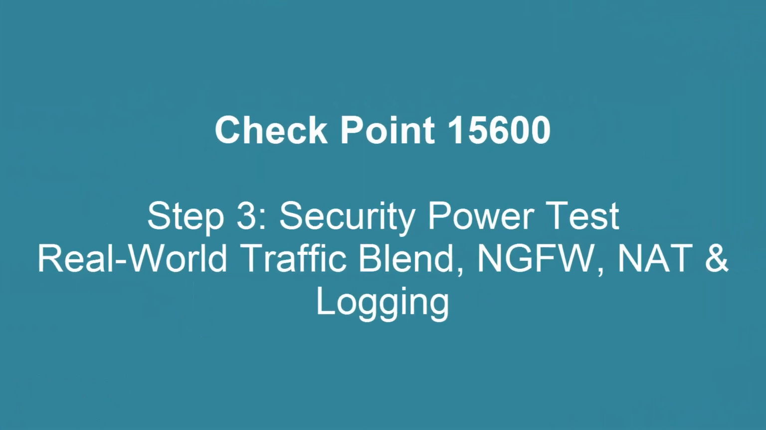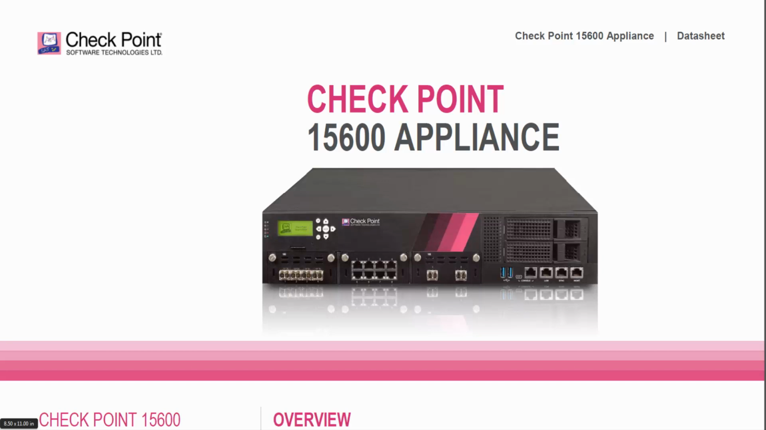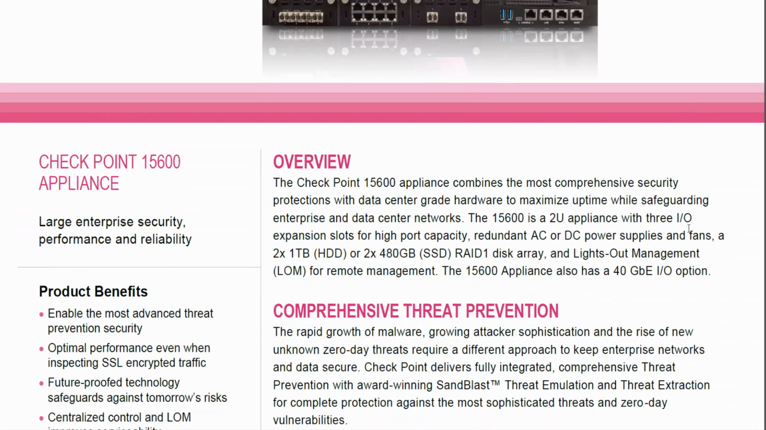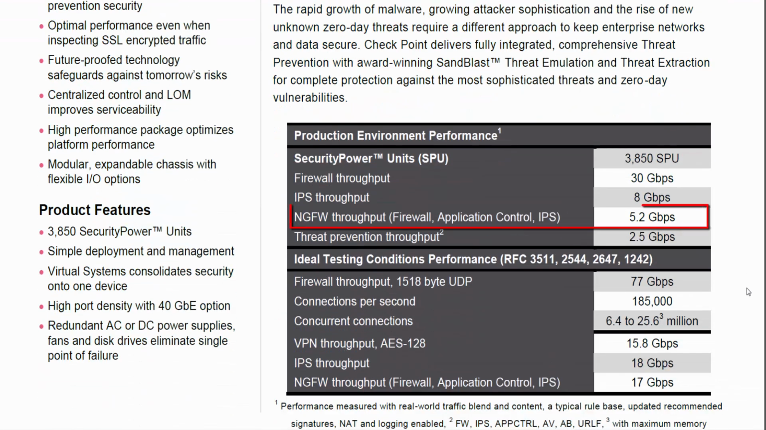Let's check the Checkpoint 15600 appliance using the same security power test with the same real-world traffic blend, with IPS and application control activated and NAT and logging enabled. According to the 15600 datasheet, the firewall, application controls, and IPS real-world performance number is 5.2 gigabits per second.